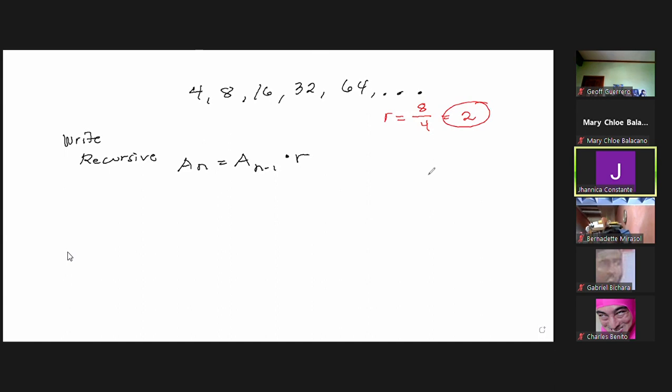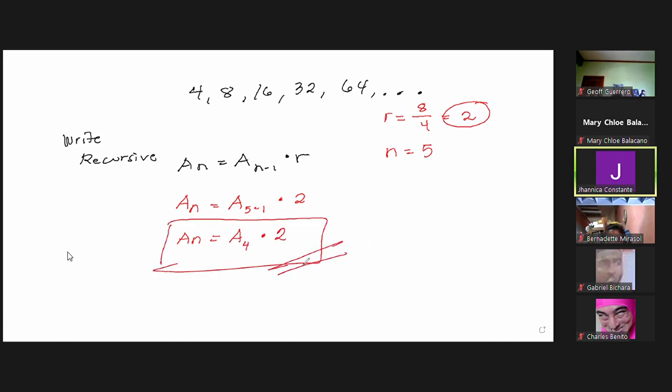Since we have the common ratio and the number of terms that we have here on the screen is 5. So the recursive formula of the geometric sequence that we have is a sub n equals to a, our n is 5, minus 1 times the common ratio that we have, which is 2. So a sub n is equal to a sub 4 multiplied to 2. So that is the recursive formula that we have.